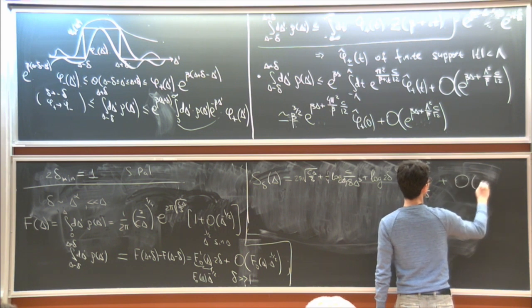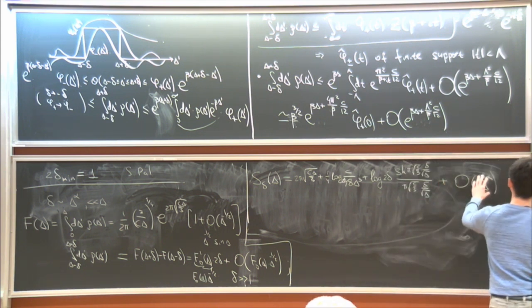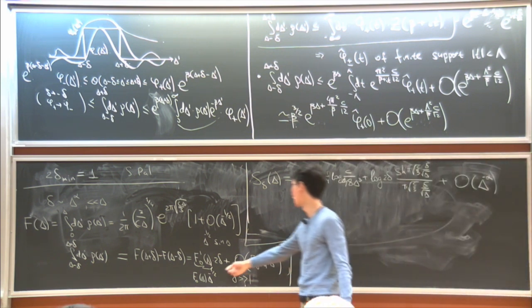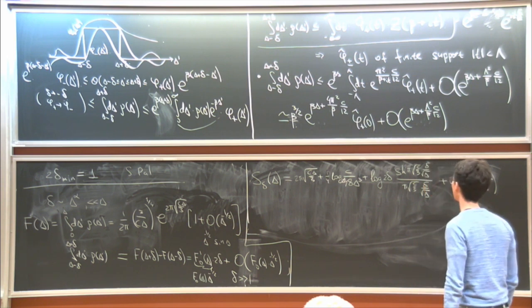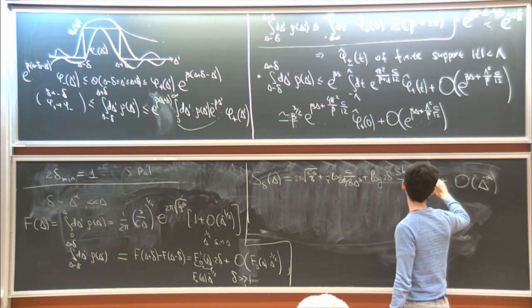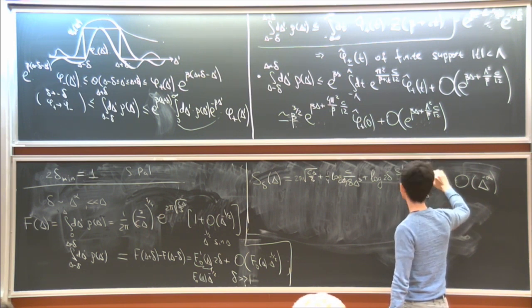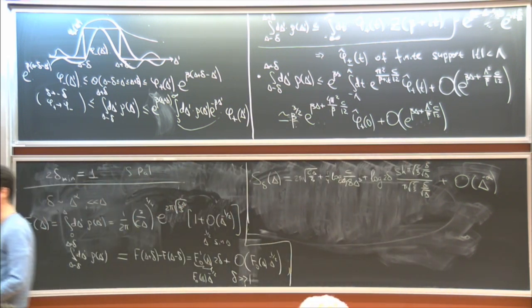And you get a remainder term, which is suppressed by 1 over small delta, which comes from this enhancement by small delta. So this piece is also universal in the sense that it depends only on the central charge, but also it depends on our choice of the window over which we are averaging.